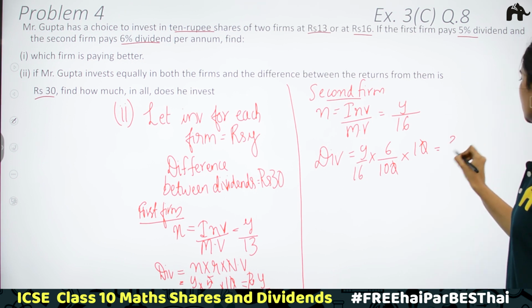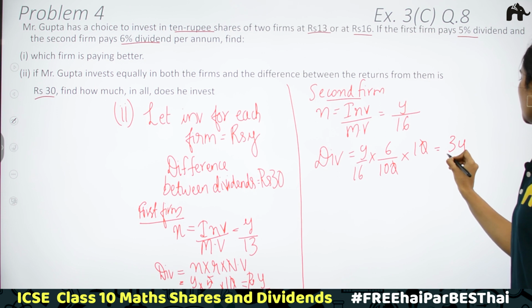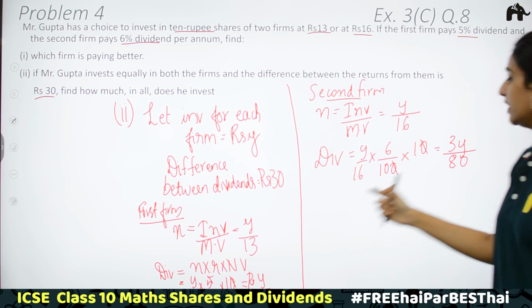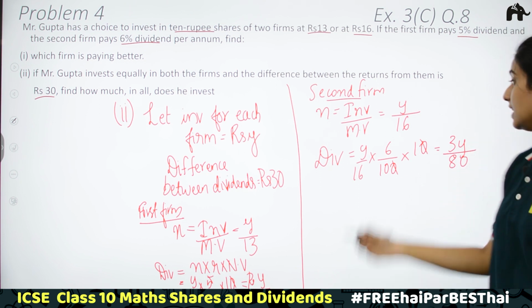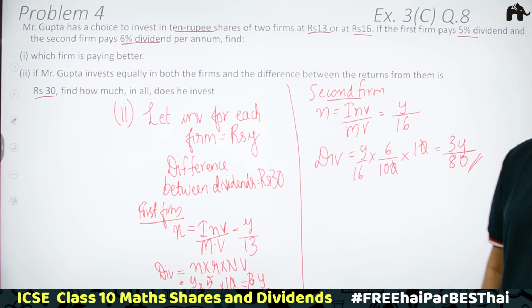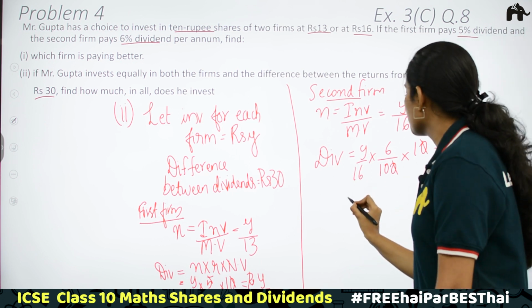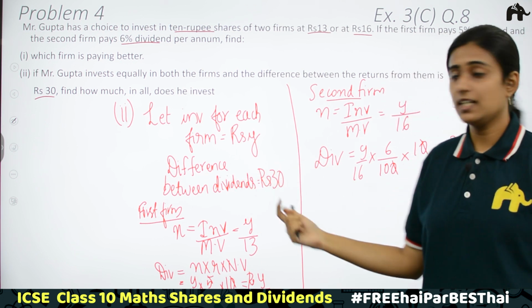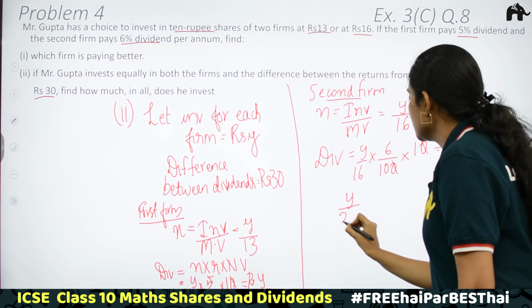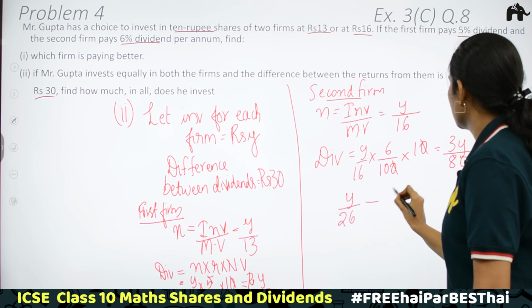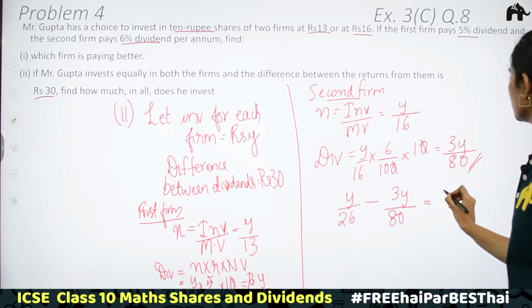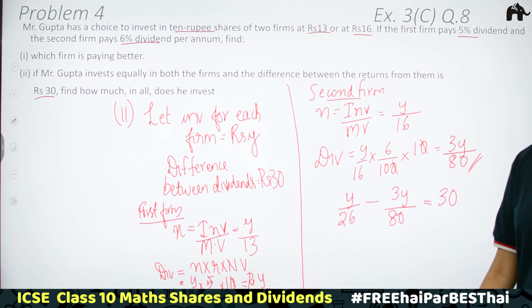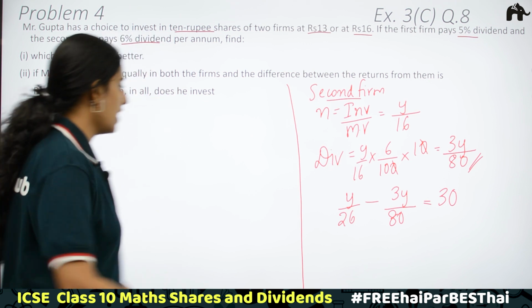You will be getting 3Y by 80. Okay. We got the dividend for the first firm, that is Y by 26, and for the second firm, that is 3Y by 80. Now, difference. We have the difference is rupees 30, which means Y by 26 minus 3Y by 80 is equal to 30. Clear? We just need to solve for Y.